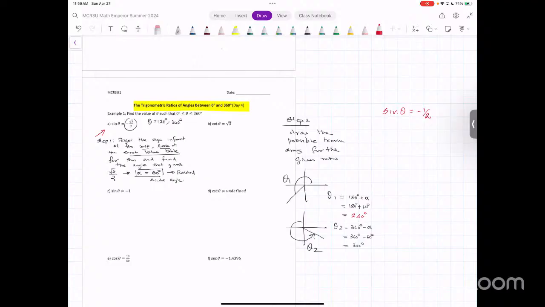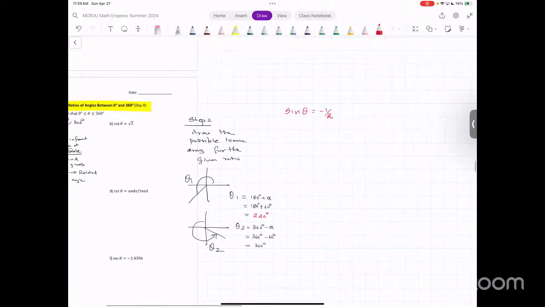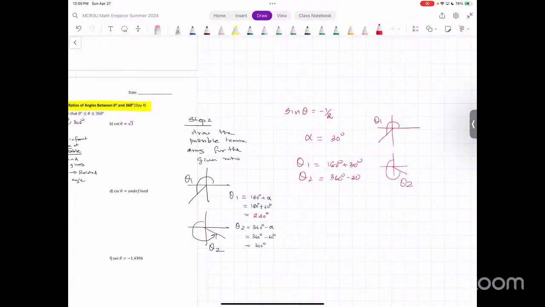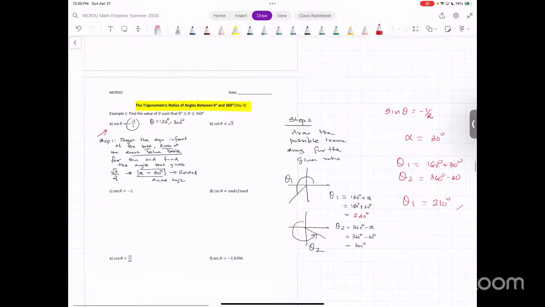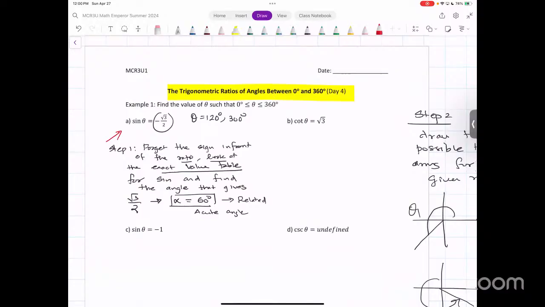Okay. All right. So we're looking at theta, and we know the alpha is 30 degrees. That's on the chart. Then we draw the terminal arm. Sine is negative, so in quadrants 3 and 4. θ1 is equal to 180 plus 30, and θ2 is equal to 360 minus 30. So θ1 is going to be 210 degrees, and θ2 is equal to 330 degrees. Pretty straightforward. Now we're going to apply that to a slightly more complicated one.